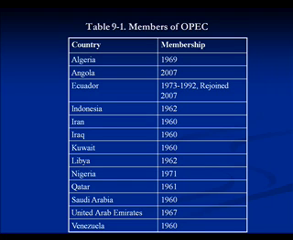There are 13 countries currently in the organization. Apparently, Indonesia is about to leave next year. One of these countries, Ecuador, quit between 1992 and 2007 but came back in 2007. The five founding members of OPEC are Iran, Iraq, Kuwait, Saudi Arabia, and Venezuela.